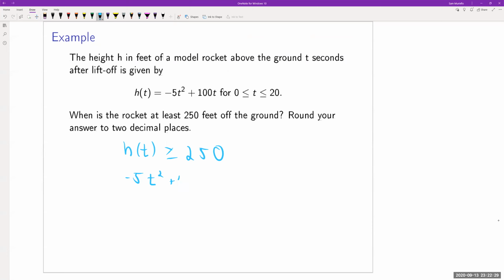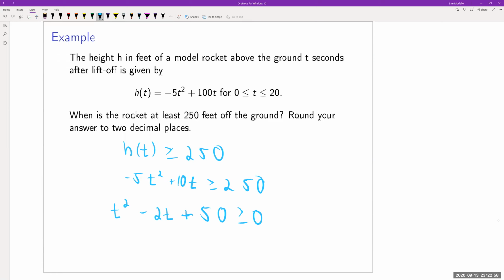-5t squared plus 100t is greater than or equal to 250, and suddenly I've got a problem just like the last ones. We're going to set everything on one side, and I'm also going to divide by -5 here to make the problem easier to solve by hand. T squared minus 2t plus, and then 250 over 5 will end up being 50, greater than or equal to 0.